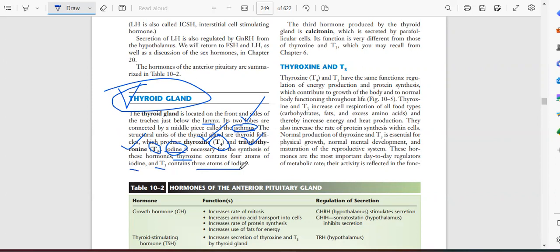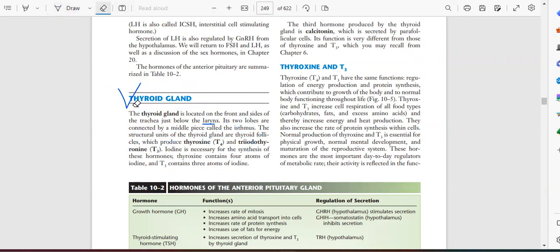So basically, why do we call them T3 and T4? Here is the answer. Because they have iodine atoms. Okay, we studied about atoms in the chemical introduction, chemistry. So basically, T3 has 3 atoms of iodine and T4 has 4 atoms of iodine. So basically we need iodine for synthesis.